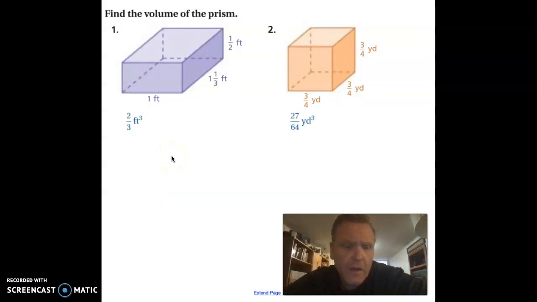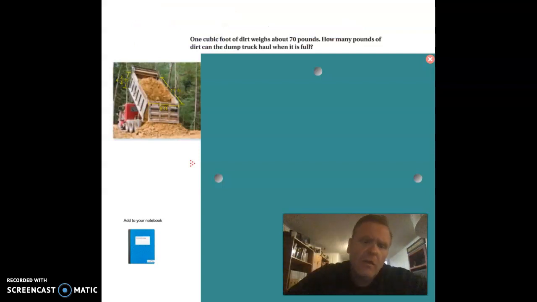Okay, here are your answers here. You multiplied these 3 dimensions by themselves, and you got 2/3. And here you got 27 over 64. Let's keep it rolling. So now here we switch to a different type of volume problem. So 1 cubic foot of dirt, they're telling us this weighs 70 pounds. So how many pounds of dirt can the dump truck haul when it is full?